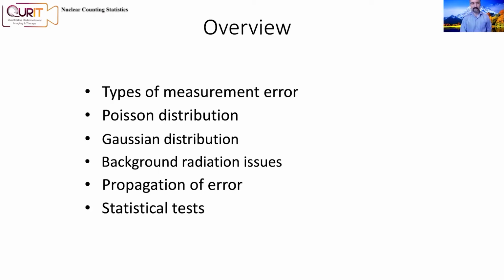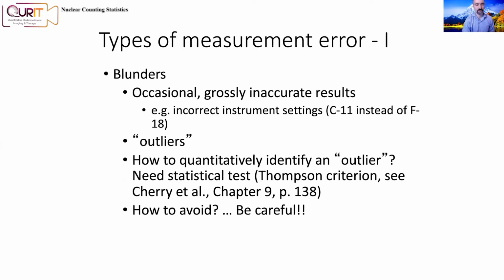So quickly, there are different types of measurement error. We're going to talk about Poisson distribution, which is very important, Gaussian distribution, background radiation issues, propagation of error. Actually, I won't really talk about statistical tests today. So anyhow, there are three types of measurement error.